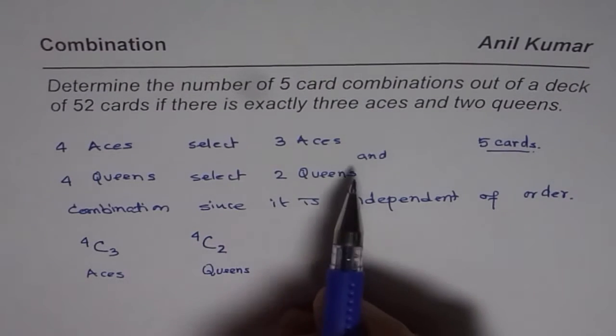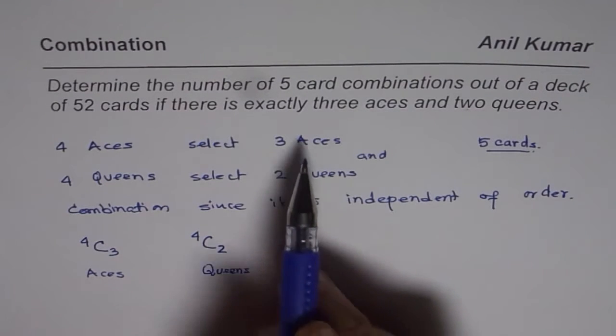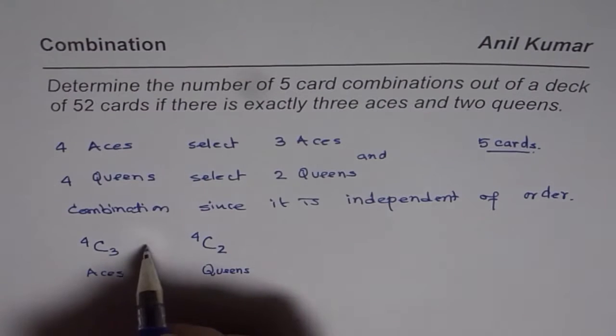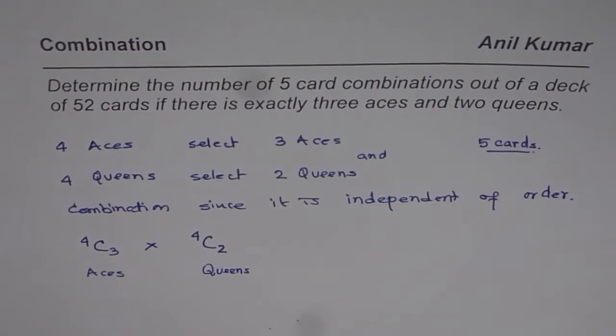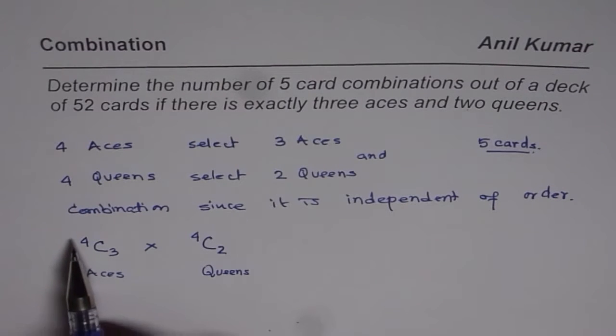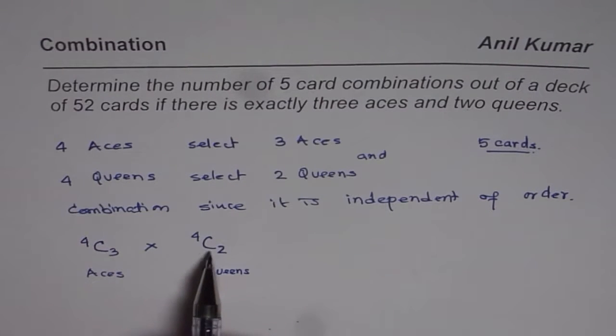Now when we say and, both of these things should happen together, so that and gives you multiplication. It is not or. Whenever we are using or, you have to add them up. When we say and, you multiply them. So we have our answer here, 4C3 times 4C2.